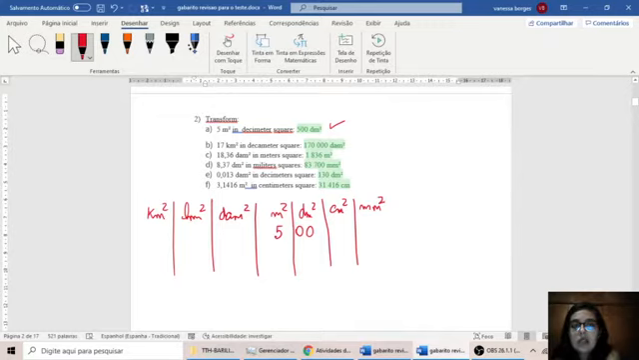Now I have 17 kilometers square and I want to change for decameter, right? So I need to complete with 2 zeros in the hectometer and 2 zeros in the decameter, right? Then I have 170,000 decameter square. Then I have 18.36 decameter square in meter square.